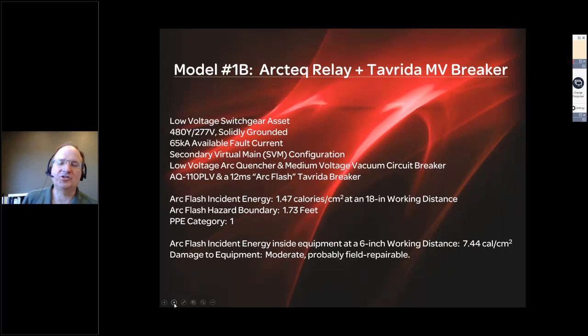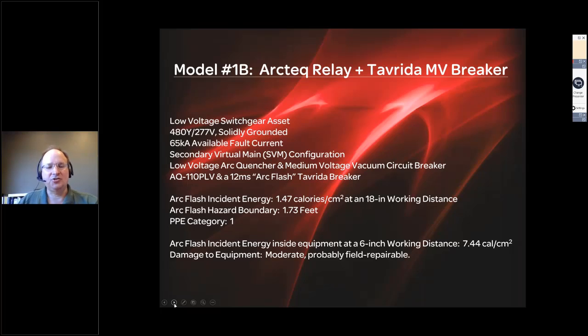We then modeled the same super fast 2 millisecond assertion time Arcteq relay with the Tavrida arc flash mitigation breaker. So this was in a secondary virtual main configuration. We're modeling on the low voltage side of a transformer, but the Tavrida breaker, the medium voltage breaker, is on the primary side of the transformer.